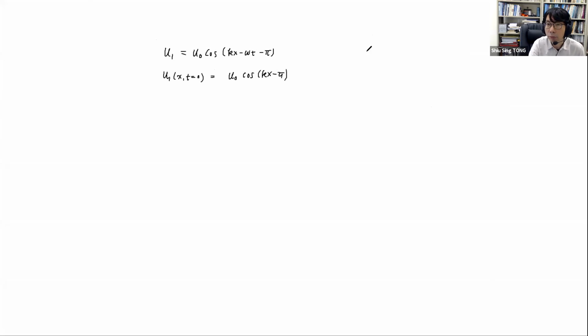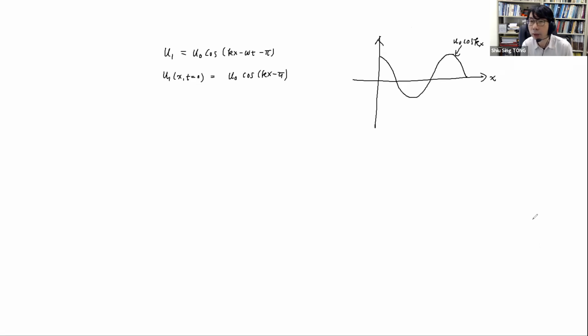Now first we plot without the pi. This is the diagram. We first plot a curve of cosine kx without the pi. So it looks something like this, right? This is x. This curve, I call it cosine kx with the amplitude u naught. This is u. I better extend it also to the negative x direction because there's a shift now.